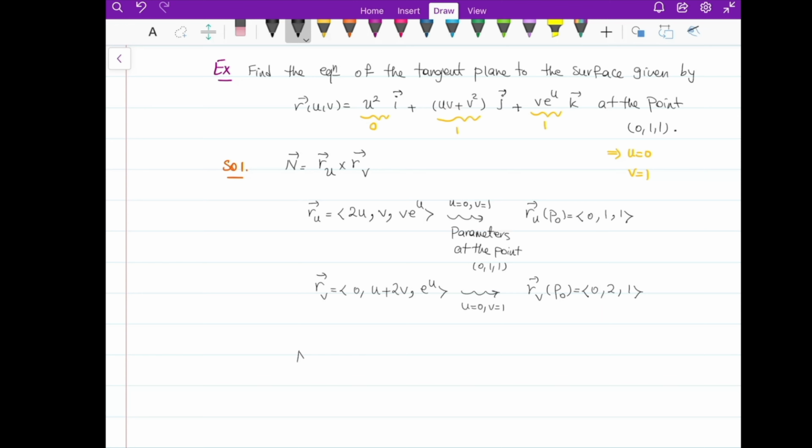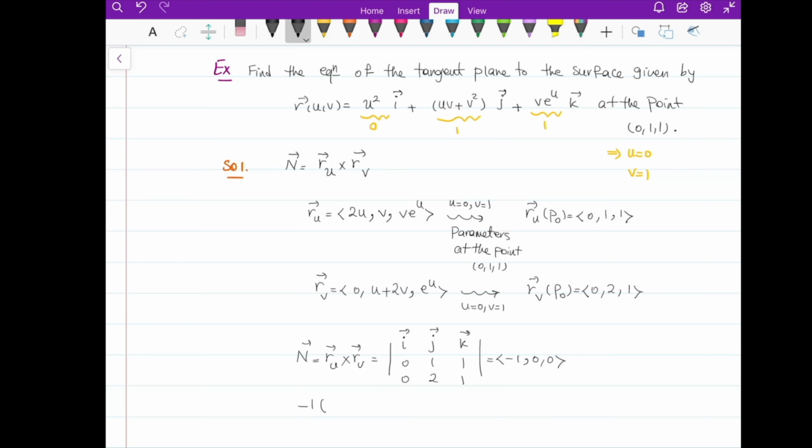Okay, now n is the cross product of these two, r_u cross r_v, which is equal to what? i, j, k. r_u is (0, 1, 1). r_v is (0, 2, 1). So the first coordinate would be 1 minus 2, negative 1. The second coordinate, 0. The third coordinate is also 0. Okay, so that's the normal vector.